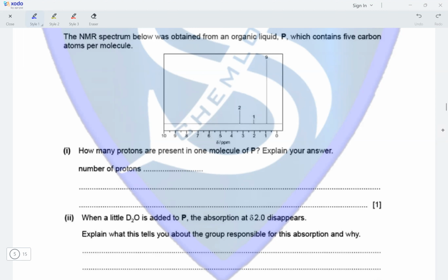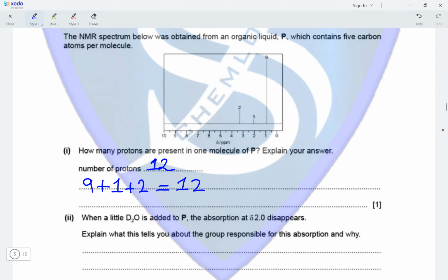So, we count the number written on the peak. So, 9 plus 1 plus 2 gives us a number of protons of 12, or 12 protons present. And the explanation would be 9 plus 1 plus 2 equals 12. And that is how we obtained that there are 12 protons present in the given compound. When a little D2O is added to P, the absorption at 2.0 disappears. Okay. Explain what this tells you about the group responsible for this absorption and why.